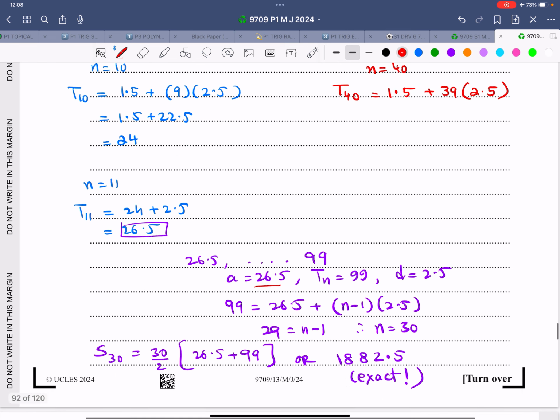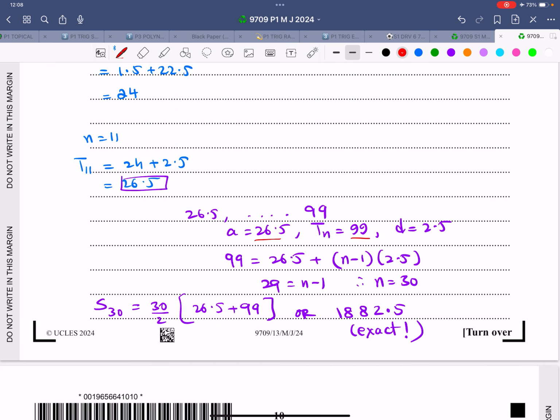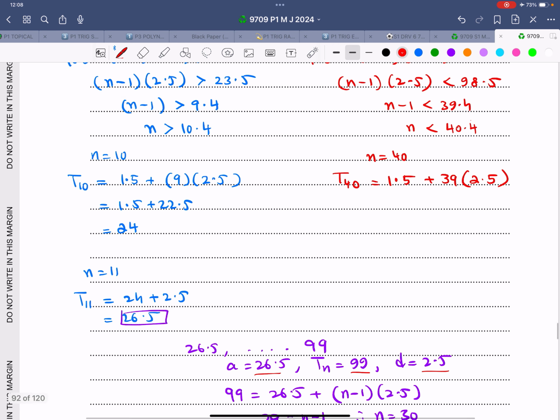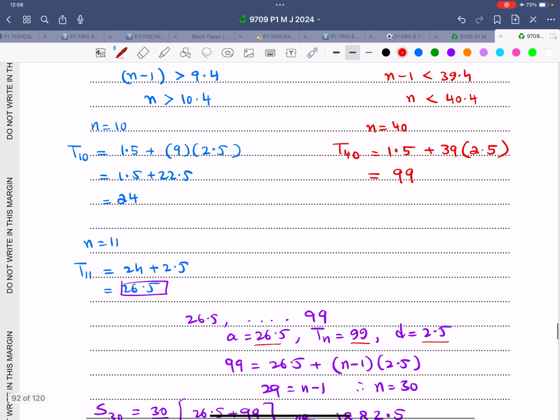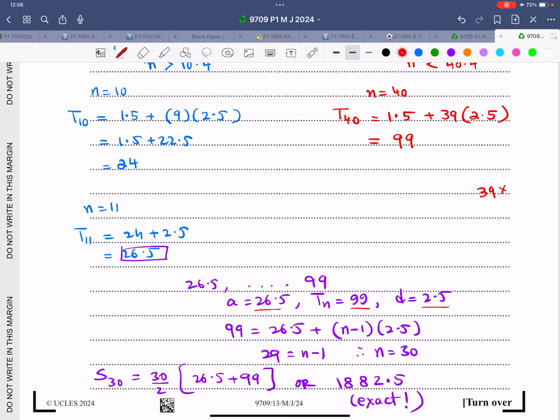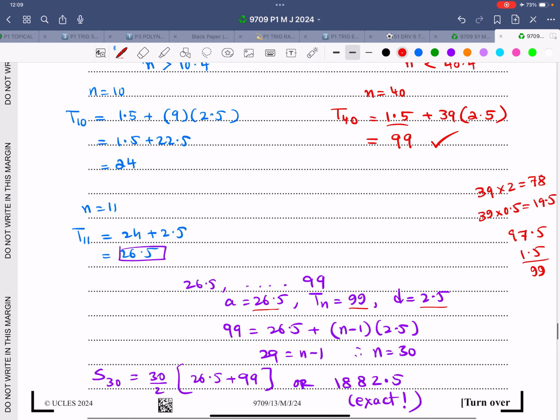This is 26.5. This is 99. Okay, this value comes out to be, I think, 99. So let me just multiply it out. 39 into 2, that is 78. And 39 into 0.5 is 19.5. So 78 and 2, that is 80. 80 plus 17, this is 97.5. 97.5 plus 1.5, that comes out to be 99. So I don't have a calculator handy, I have calculated it.